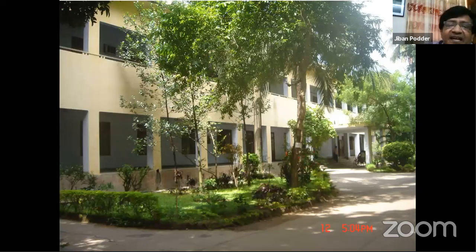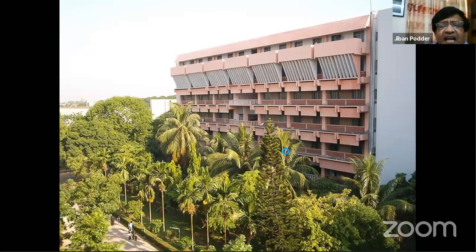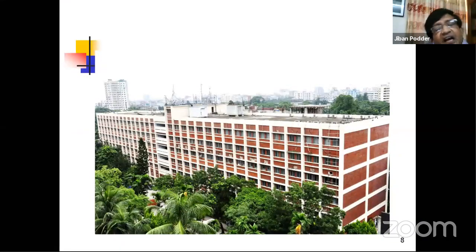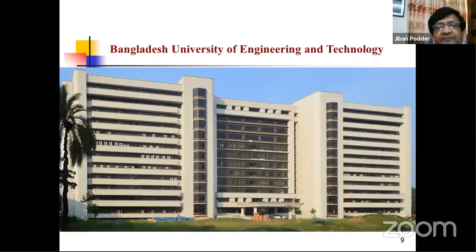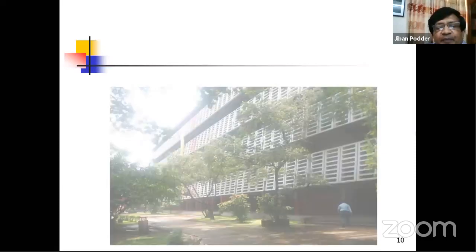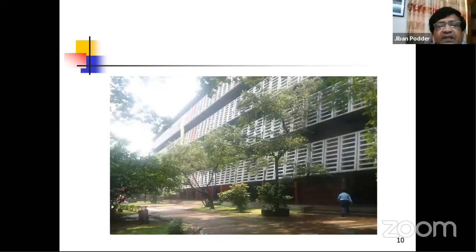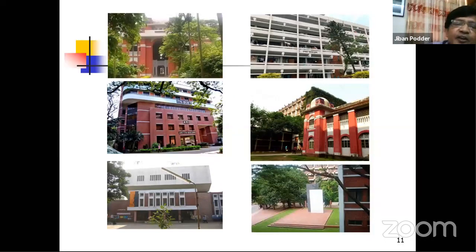So I will show some slides of academic and administrative buildings on the campus. This is our old academic building. This is the civil engineering building. This is the mechanical engineering department. This is the electrical and computer engineering department. And this is the architecture and regional planning department. And there are some more academic and administrative buildings on the campus. So these are the few buildings and institutions I have shown here.